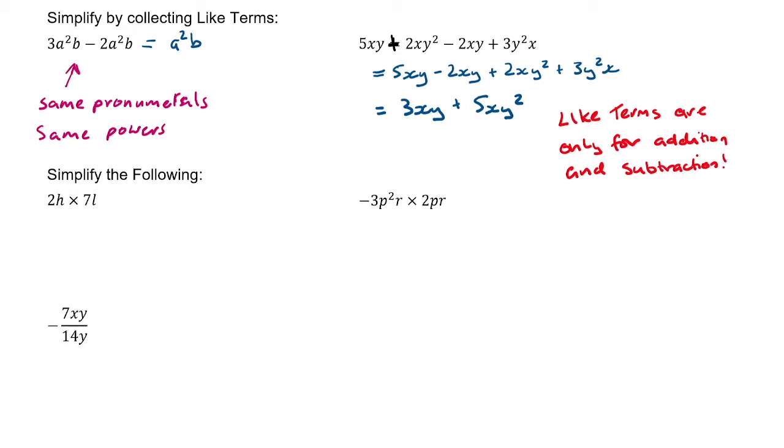Simplifying the following, let's just multiply the two numbers. Well, that's 14, then the two letters H and L. That's it. That one's done. Fairly straightforward, to be honest. Okay, next one, same deal. We're going to have minus 3 times 2. Minus 3 times 2, well, that's going to be minus 6.